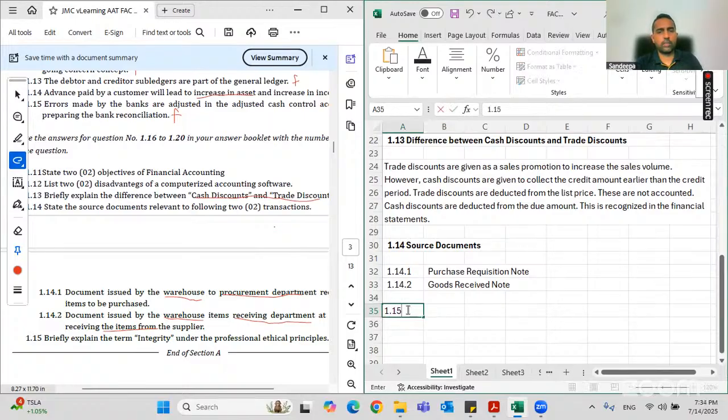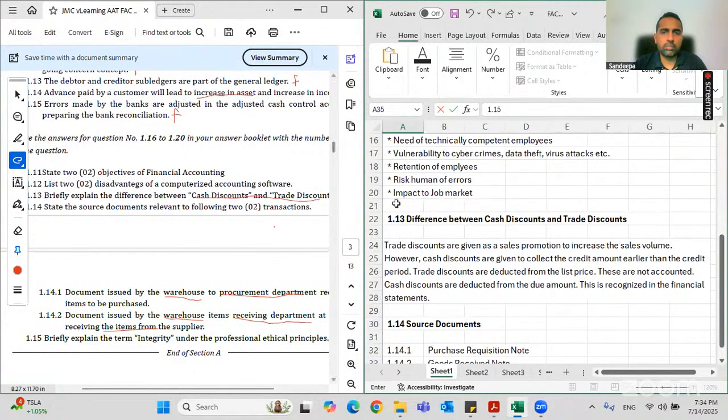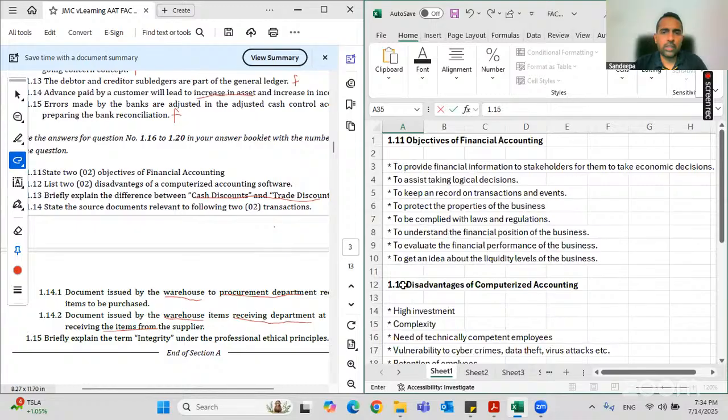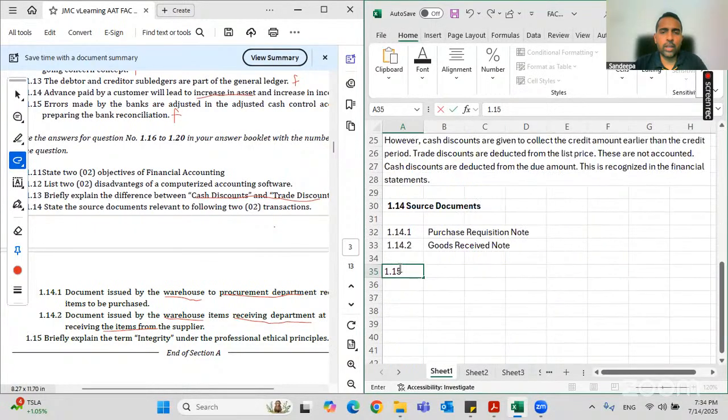1.15. So this should be 1.20. My numbers are messed up a little bit. That's okay. This should be 1.16, 1.17, 1.18, 1.19, 1.20. Never mind. Briefly explain the term integrity.